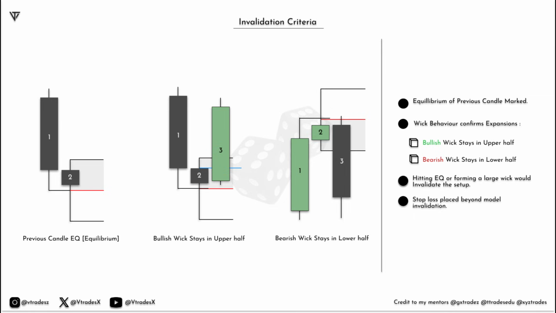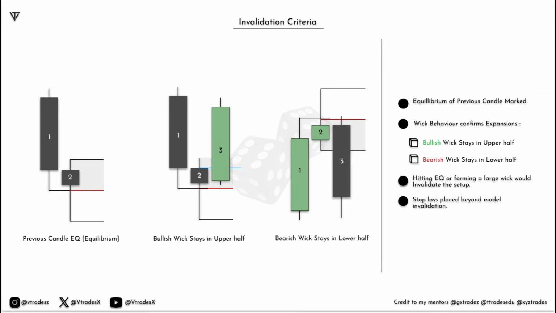Equilibrium is just the 50% of the previous candle. In a bullish setup, I want wicks staying in the upper half. In a bearish setup, I want wicks staying in the lower half. Once price starts aggressively tapping equilibrium, the setup is done. This is where entries get clean.